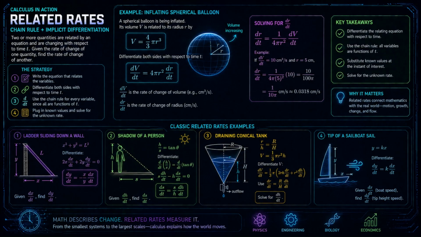Consider a classic example. A spherical balloon is being inflated. Its volume V is related to its radius, r, by the formula V equals 4/3 times pi times r cubed. Differentiating both sides with respect to t, dV over dt equals 4 pi r squared times dr over dt. Here, dV over dt is the rate at which the volume is increasing. Perhaps we know it is 10 cubic centimeters per second. Given that rate and the current radius, we can solve for dr over dt, the rate at which the radius is growing.